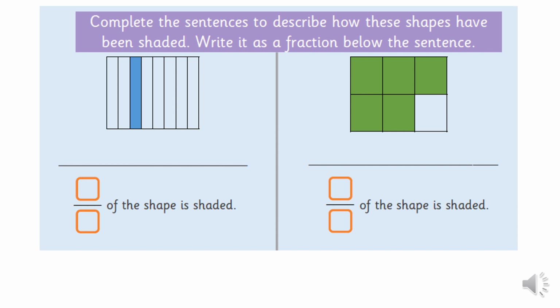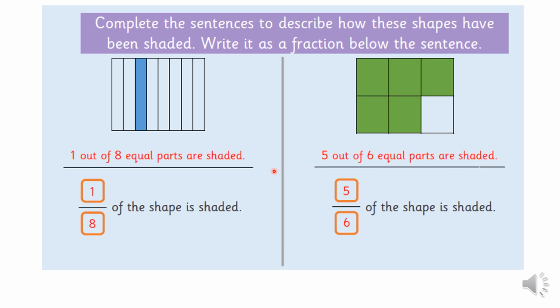Try these ones, and again, take a pause of the video to work them out. Here we have 1 out of 8 equal parts have been shaded, therefore it is 1/8 of the shape. This one we have 5 out of 6 equal parts have shaded, and the fraction is 5/6.